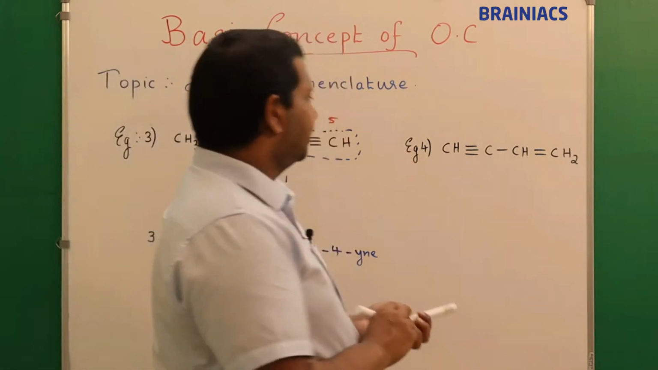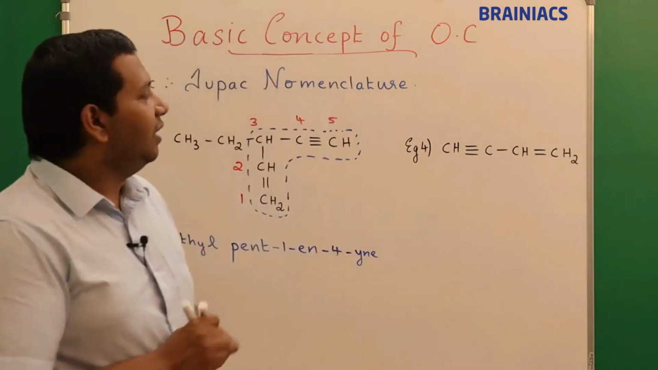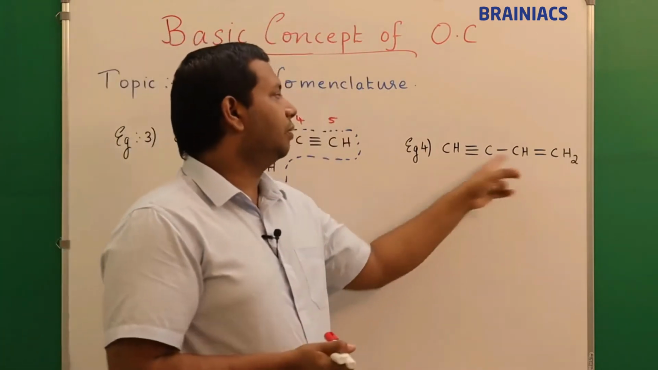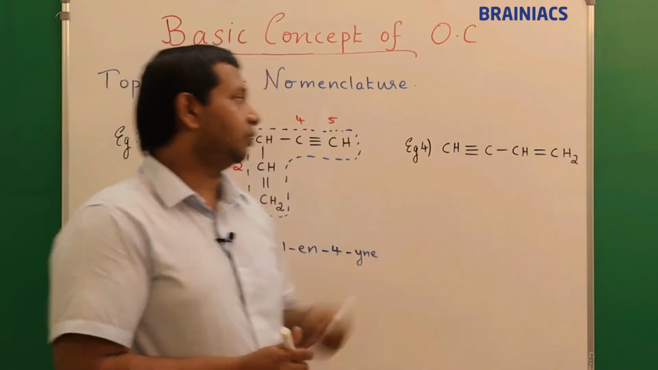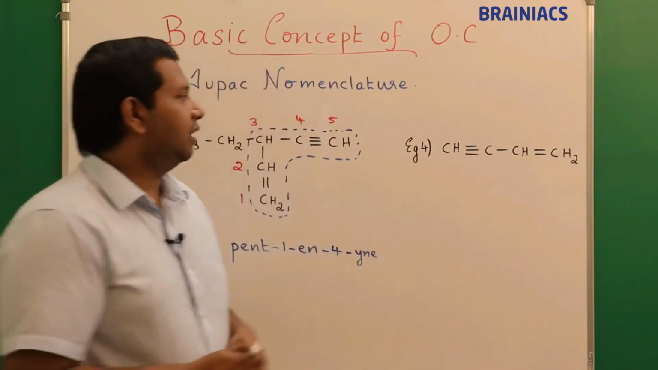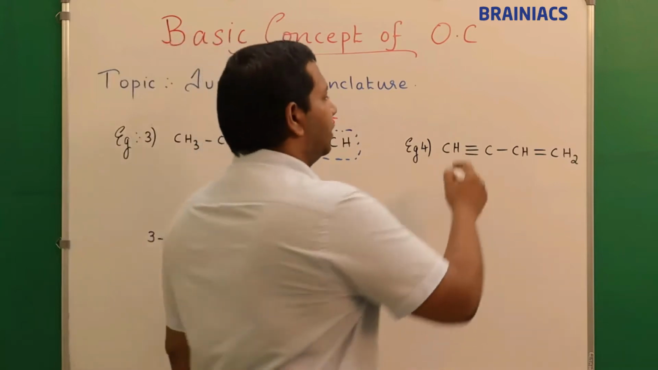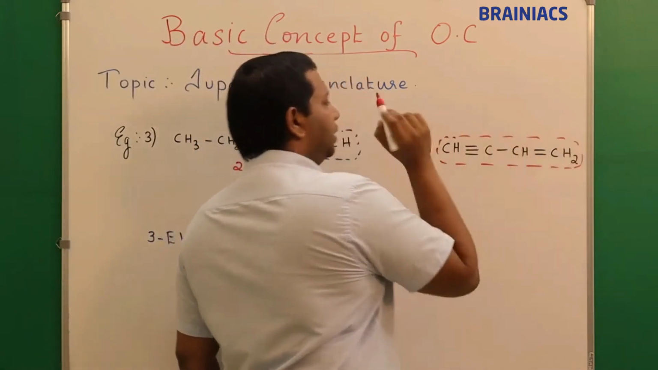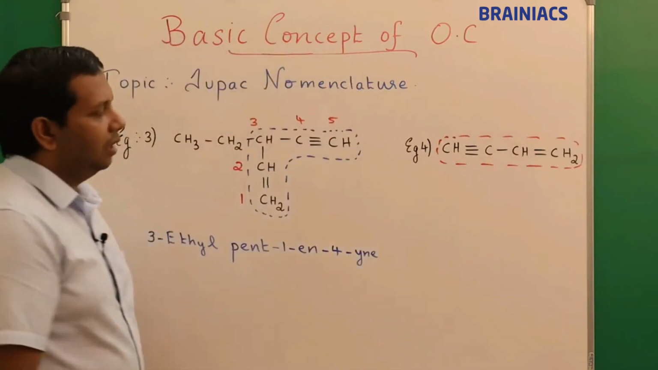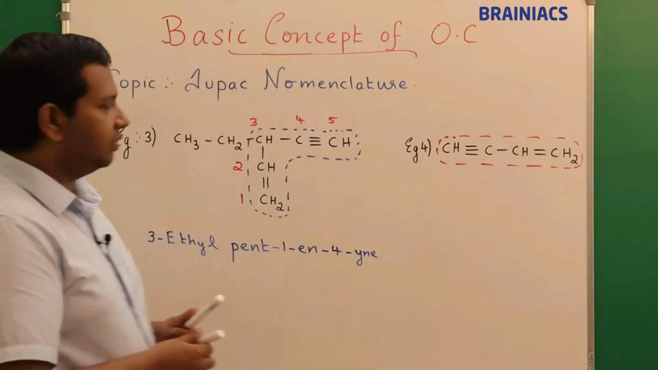Now looking at the next example, one important thing you can see: there is no functional group but there are a double bond and a triple bond present, and this is a previous NEET question also. Okay, and it is very easy to choose the continuous parent carbon chain because there is no branching. So I can say this is my parent carbon chain. Correct?